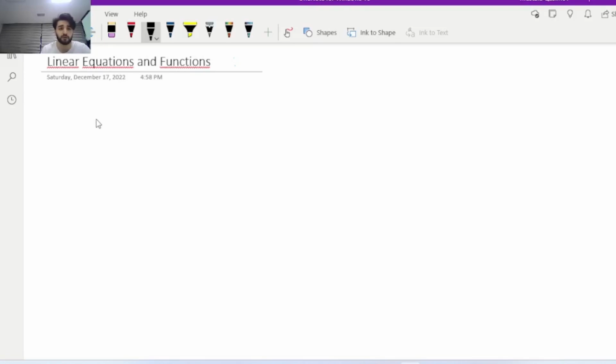Today our topic is linear equations and functions. First we will look at the linear equation part. After that we will look at what a linear function is. Okay, let's start. Give one example of a linear equation.